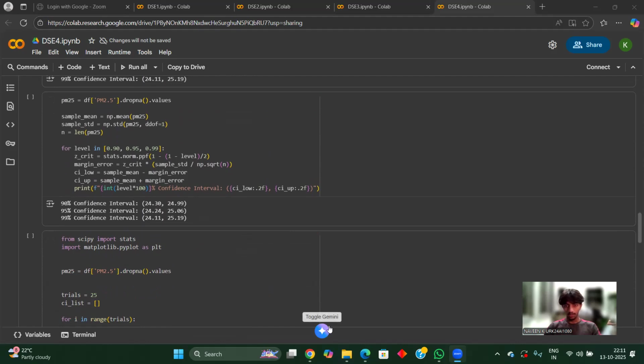Program 9. Repeat confidence interval calculation. Program 9 is essentially a repeat of Program 8. It reinforces understanding and confirms results for PM2.5 confidence intervals. Repeating computations ensures reliability and consistency of statistical results.